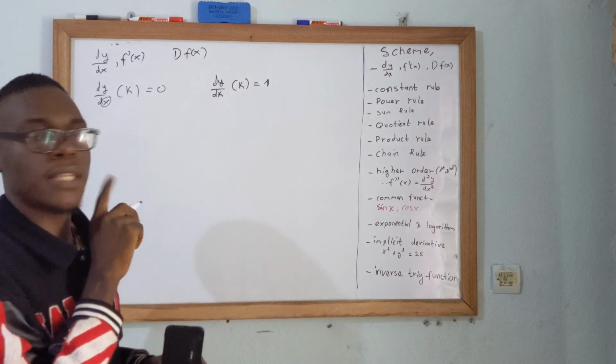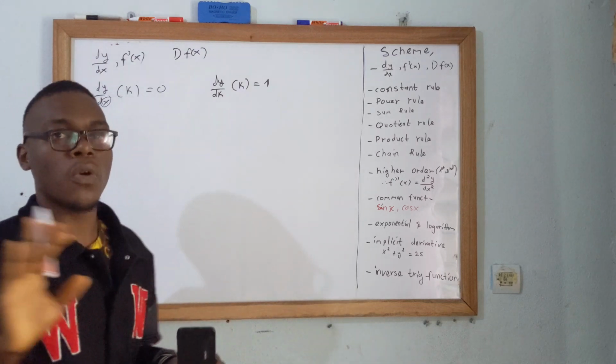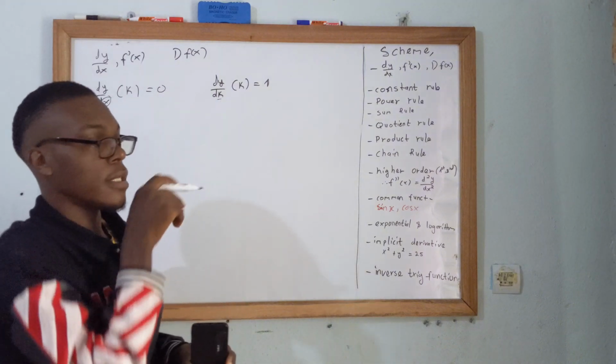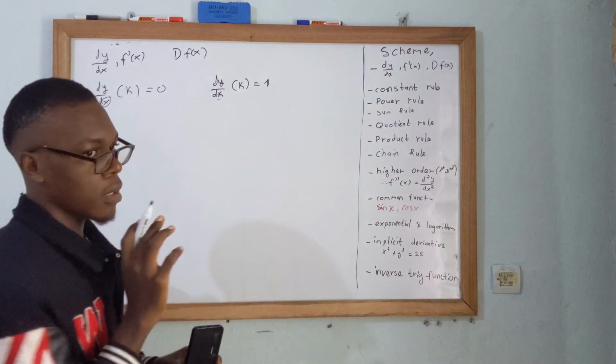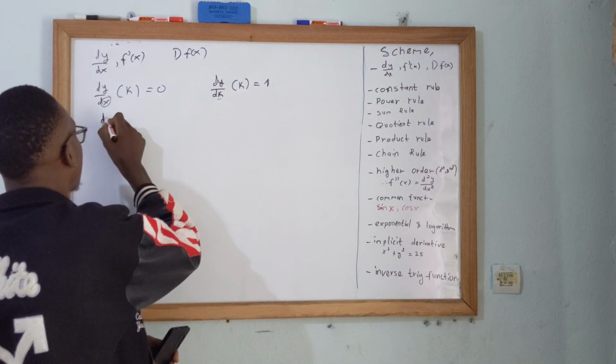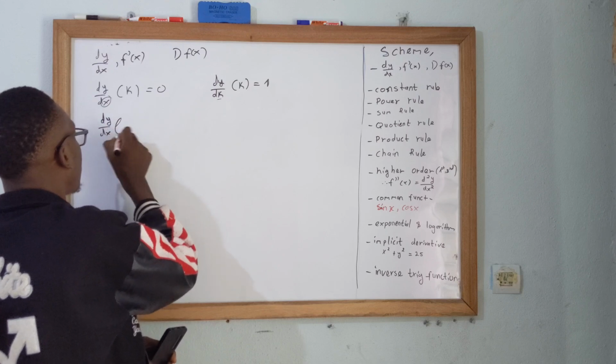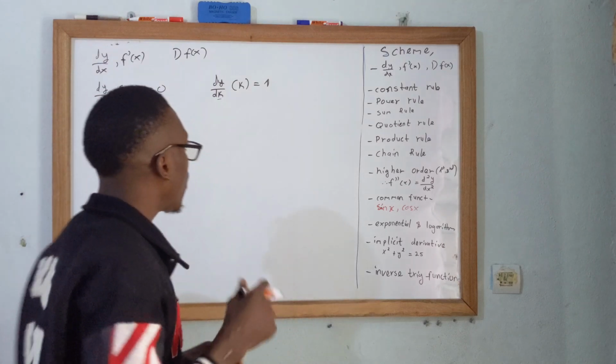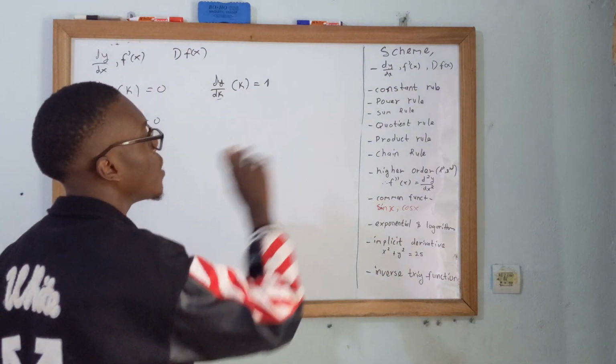Because here it is with respect to x, and k here is a constant because there is no x there. But in this case, it's with respect to k, and k is included, so that is 1. And dy all over dx of 1, like this, is equal to 0. Take that into consideration. Okay, let me move on to another part, that is the power rule.